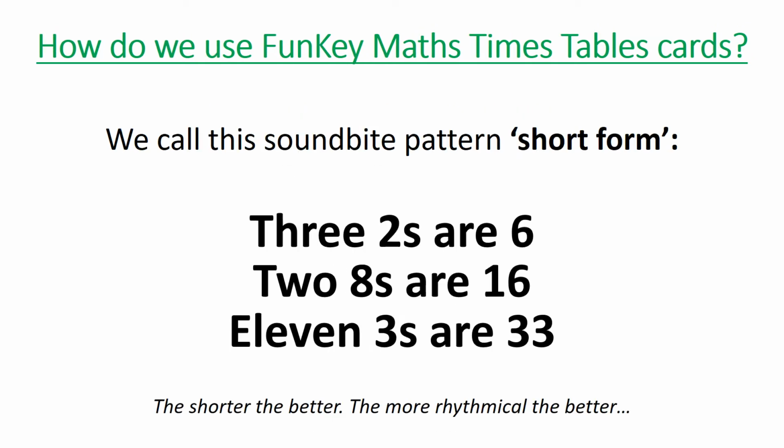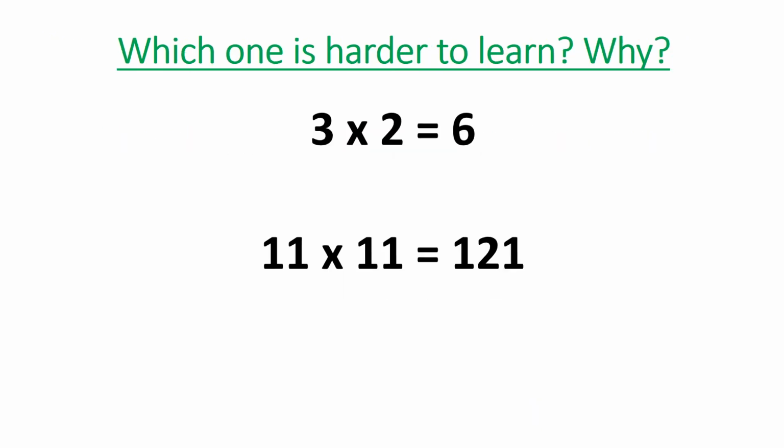When learning our times tables, we use a soundbite pattern called short form. Instead of saying 3 times 2 equals 6, we say 3 2s are 6. Similarly, instead of saying 2 times 8 equals 16, we say 2 8s are 16. We call this short form, and that's the language used across the school. The reason we use short form is because the shorter the better, the more rhythmical the better.